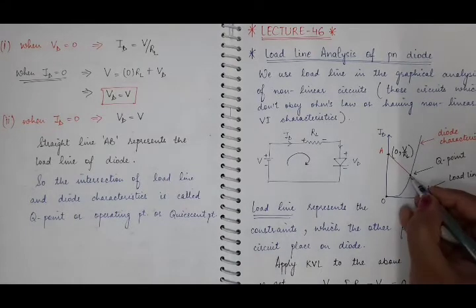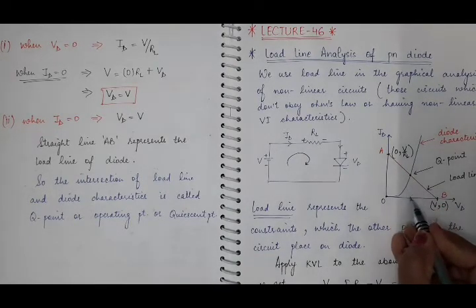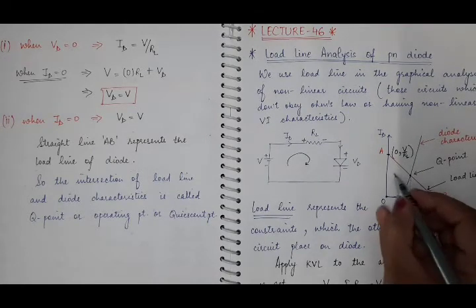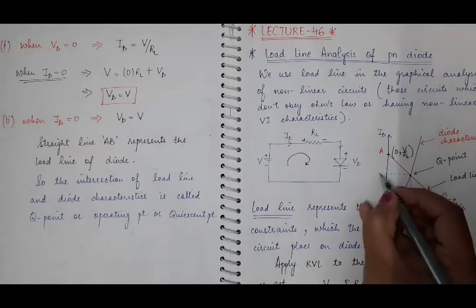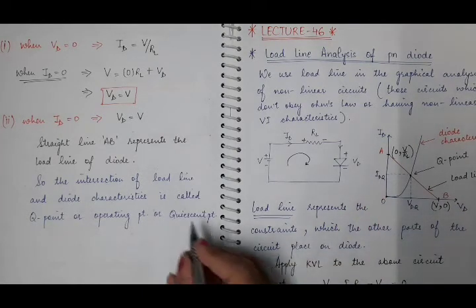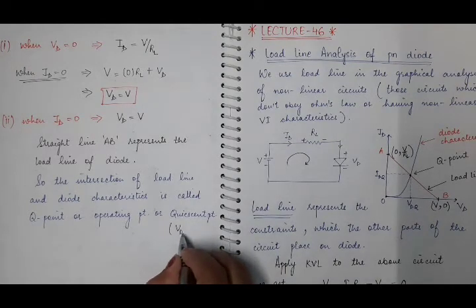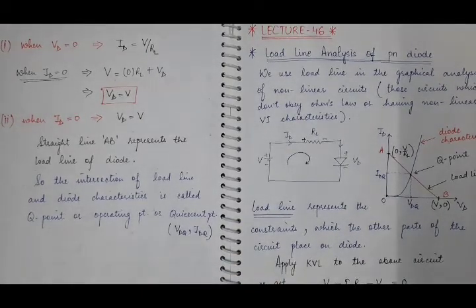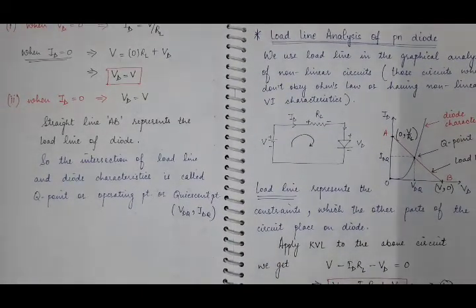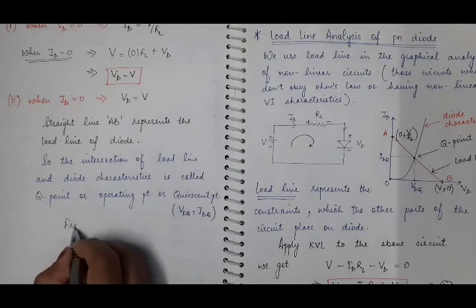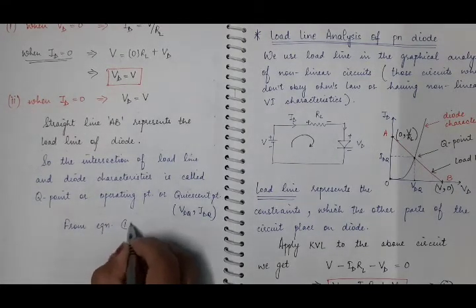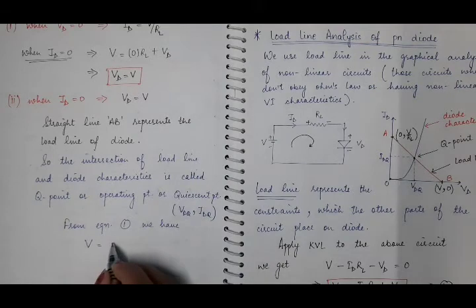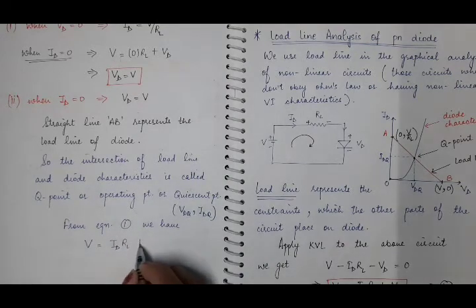And at the quiescent point, suppose the voltage corresponding to this is VDQ and the current corresponding to this quiescent point is IDQ. So suppose VDQ and IDQ are the coordinates of the quiescent point. Then from equation 1 we have V is equal to IDRL plus VD.